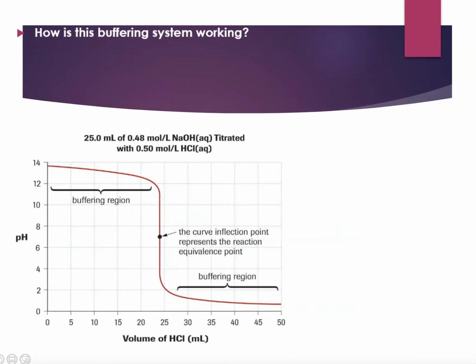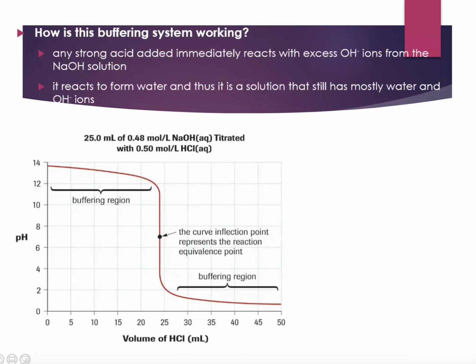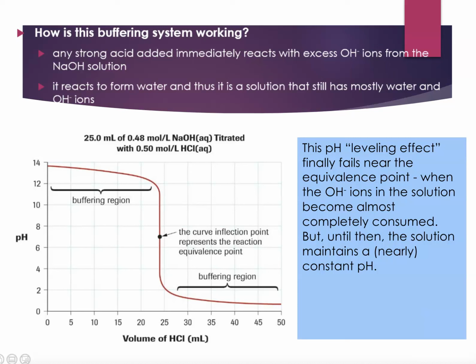In the buffering region shown here, the strong acid being added immediately reacts with excess hydroxide ions in the solution. The acid and hydroxide end up forming water, so the solution still contains mostly water and hydroxide ions. The pH leveling effect finally fails near the equivalence point, when the hydroxide ions are almost completely consumed.